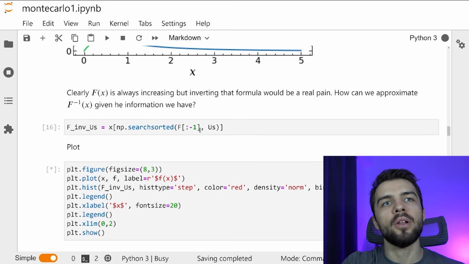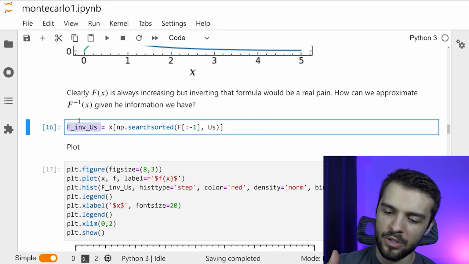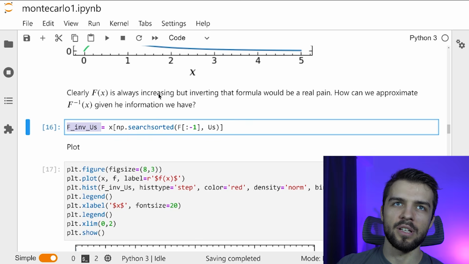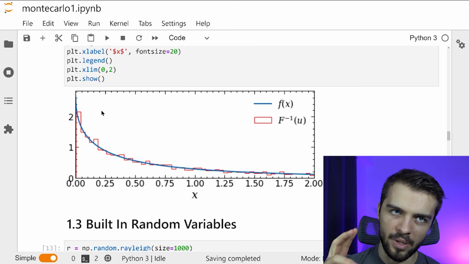And I can plot them just to make sure that these values are indeed distributed according to little f, which is the probability density function. And you can see indeed that they are. They sort of match up here. So the thing that we did worked really well.